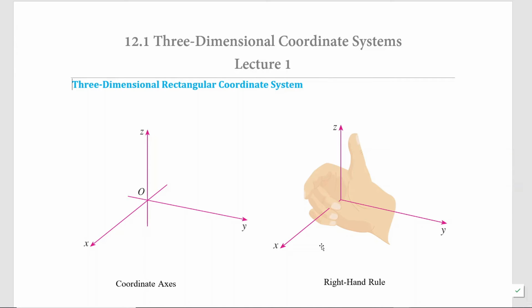If you point all your fingers in the direction of the x-axis and then curl the middle, the ring, and the little fingers to the direction of the y-axis, then your thumb will give you the direction of the positive z-axis. This is called a right-handed Cartesian coordinate system. Throughout this course, we will follow this system.